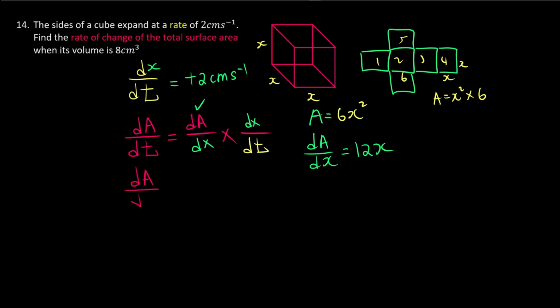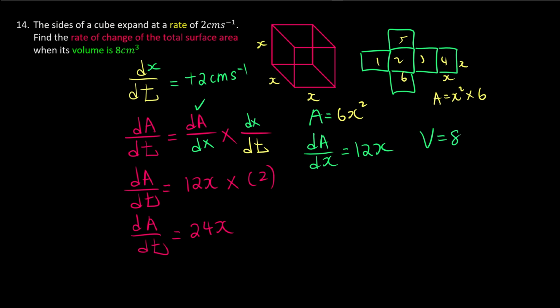Yes. So dA over dx is going to be 12x, and dx over dt is going to be positive 2. So now we can say dA over dt is just 12 times 2, which is 24x. But now we still have x. Can we find x by ourselves? Yes. There's one last piece of information, where they tell us that the volume is eventually 8 cm cubed.